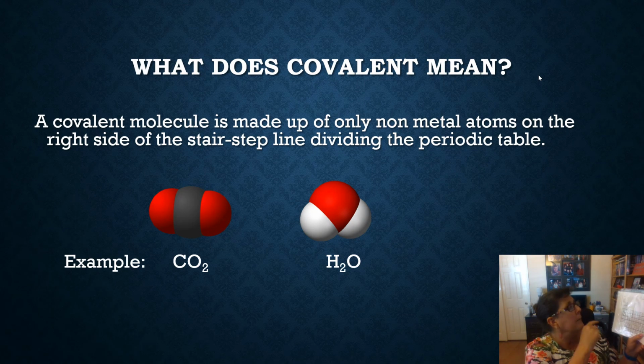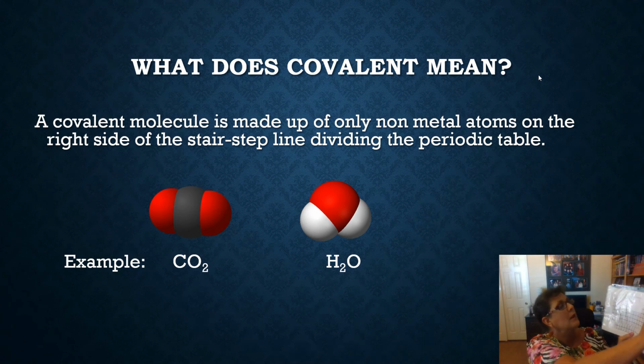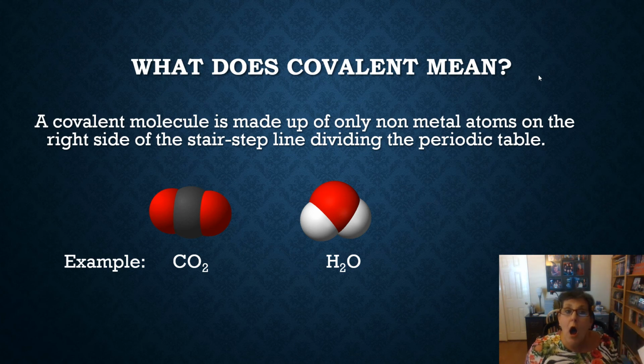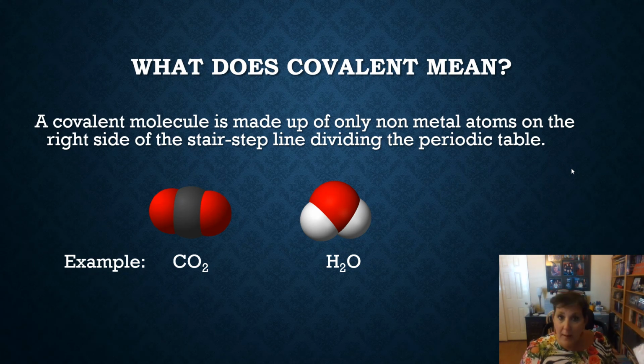Okay, I'm going to look for a different periodic table that has a line. We need a stair-steppy line here. The stair-steppy line divides the metals from the non-metals. Hydrogen's also a non-metal, by the way. Even though it's on the metal side, it's a non-metal. So covalent means non-metals. They're on the right side of the stair-steppy line. So covalent just means non-metals. So examples are CO2, C and O, non-metals, and H2O, H and O, non-metals. So covalent means non-metal compounds.